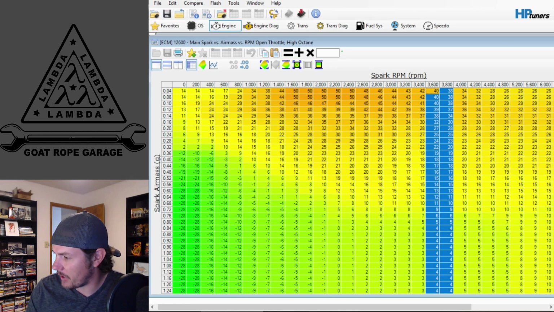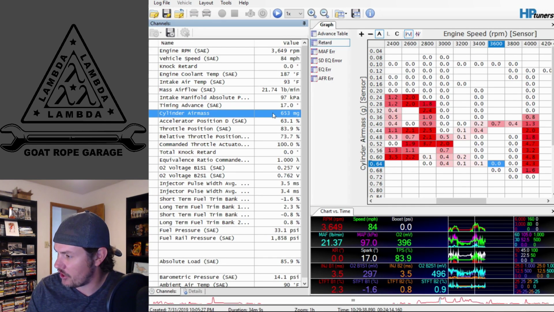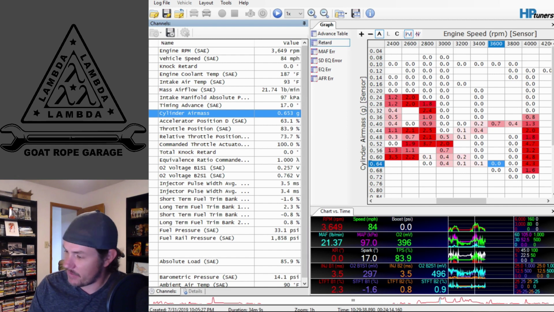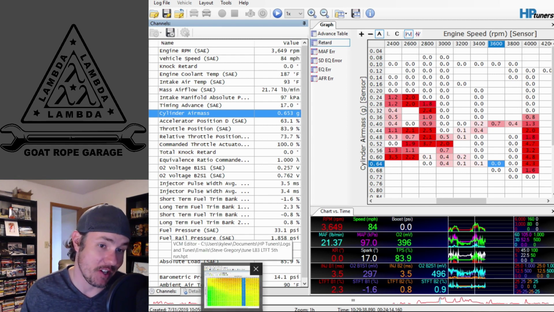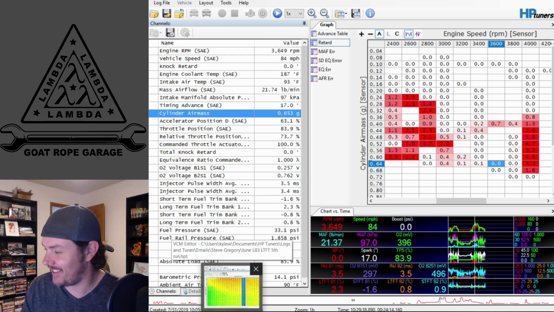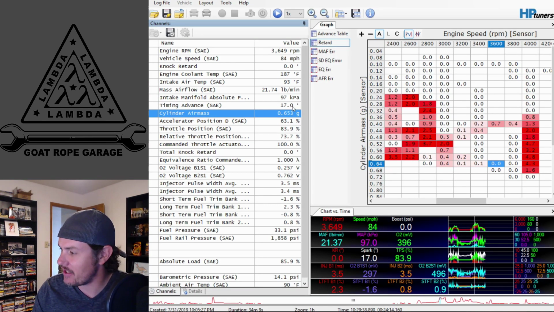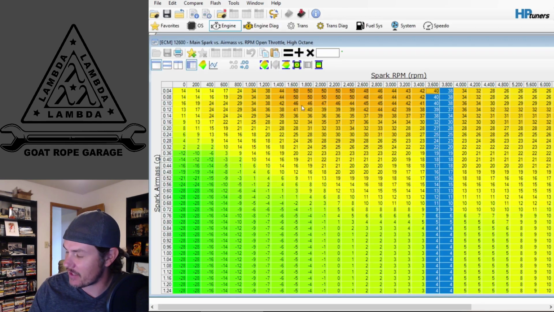We're probably not reading milligrams over here, we're in grams, so we can change this over to grams, units, grams. 650, well, that makes sense, it just shifts the decimal point over. But nonetheless, we're going to be right around 0.64. So that being said, we should be able to follow that over and see that we're going to be running around 12 degrees of timing. That's base timing. As you can see in this instance, we're actually at 17 degrees of timing.